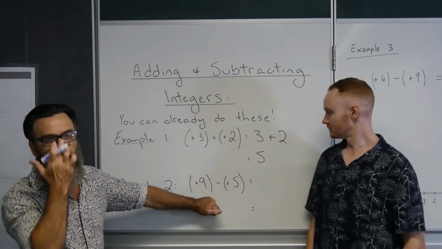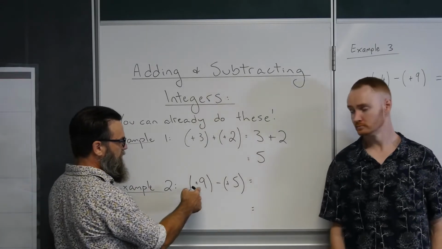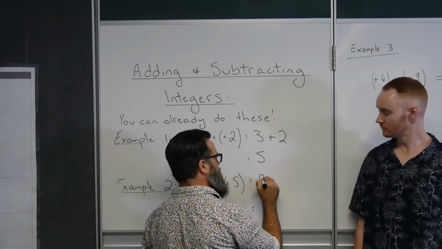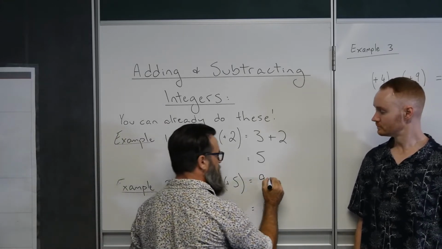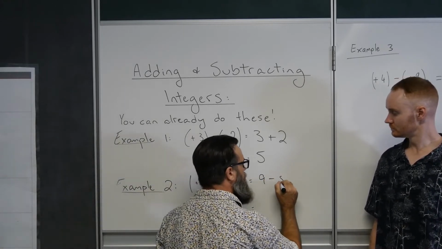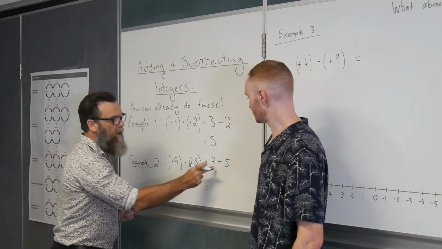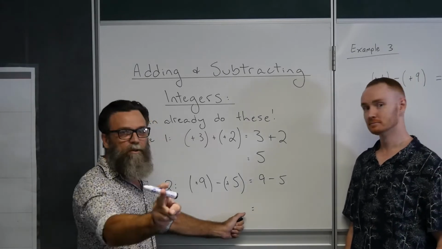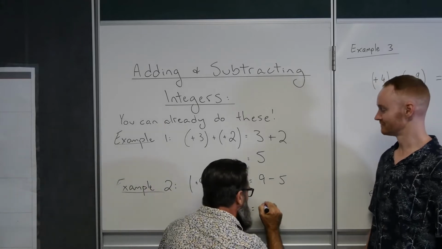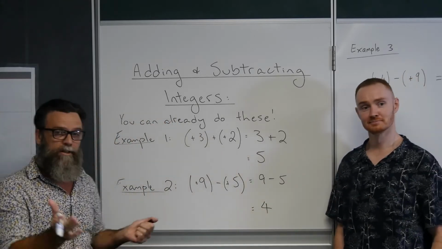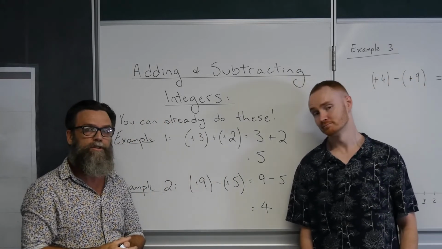And look, we've got a similar one here. We're going to rewrite this one as well. Instead of positive 9 in there, I'm just going to write a 9 minus, instead of positive 5, I'm again just going to rewrite that as 5. And 9 minus 5, Mr. Ellis? 4. Fantastic stuff. You can already add and subtract positive integers.